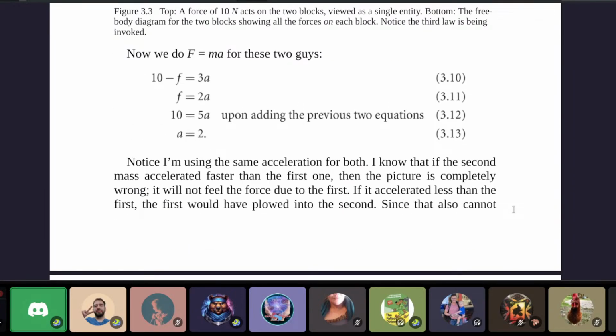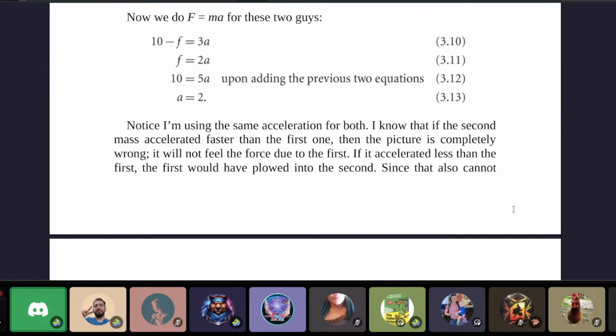So now we do F equals ma for these two guys. 10 minus F equals 3a, F equals 2a. Adding the previous two equations, 10 equals 5a, so a equals 2. Notice I'm using the same acceleration for both.